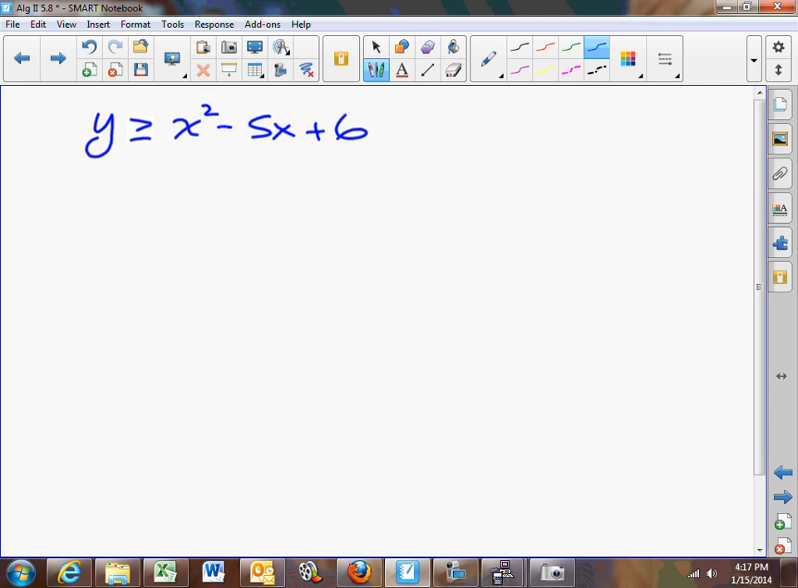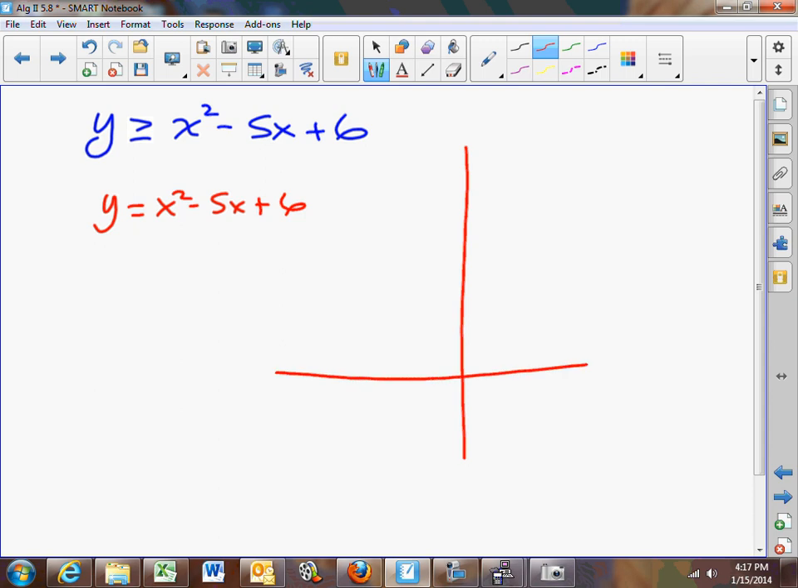So what we do first in graphing inequalities is we forget that we have an inequality sign, and we just think, okay, we want to graph y equals x squared minus 5x plus 6. We know lots of ways by now to graph these things. One way would be to find the vertex and then find some other points.